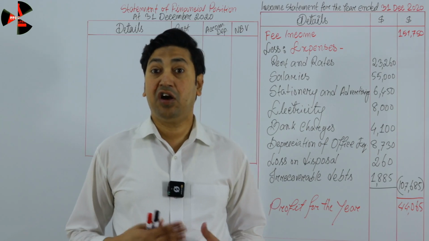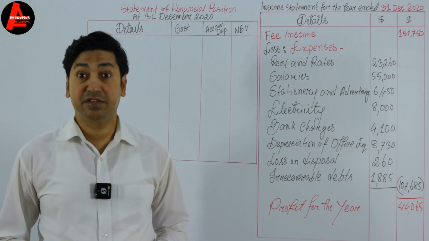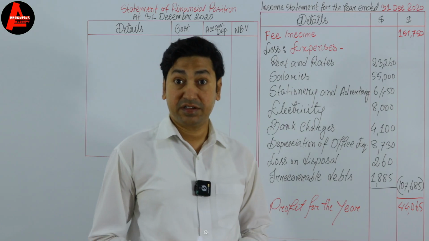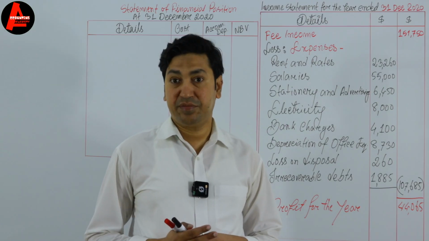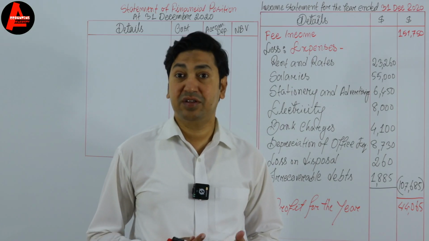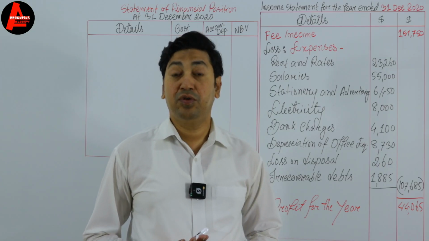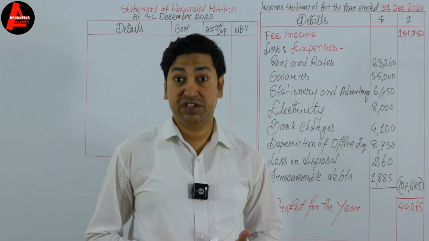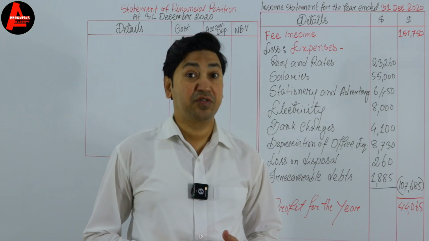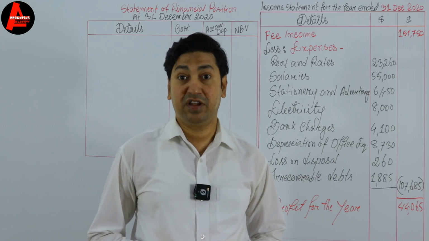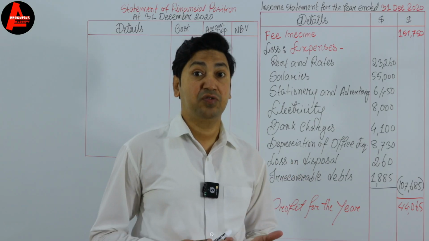Today we will see how to represent assets, that means current and non-current assets, in the statement of financial position, which is also called the balance sheet. Many of you don't know you have to write the accumulated depreciation in the statement of financial position as well. So I'll show you here how to write.